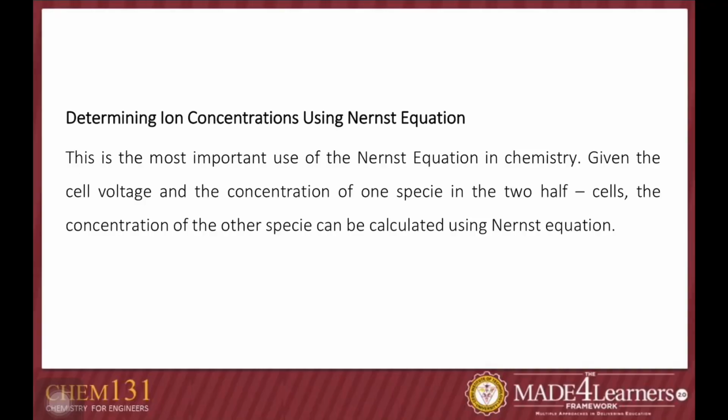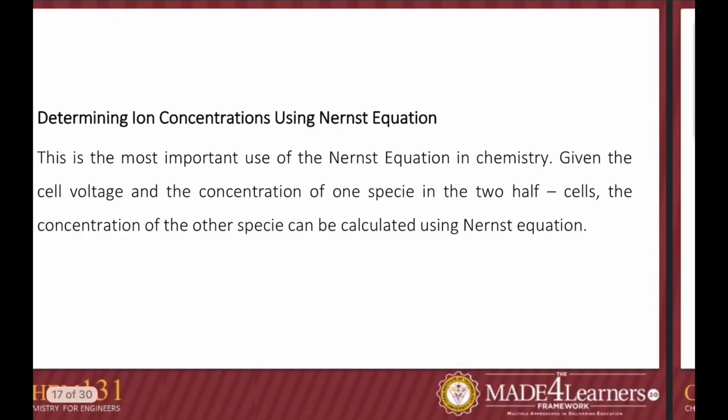Let's continue. So instead of finding the cell voltage given the ion concentration, we can do the reverse. We can use the Nernst equation to determine ion concentrations. This is the most important use of the Nernst equation in chemistry. Given the cell voltage and the concentration of one species in the two half cells, the concentration of the other species can be calculated using the Nernst equation.